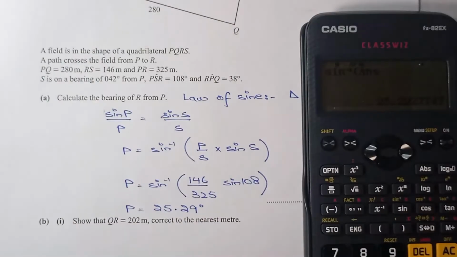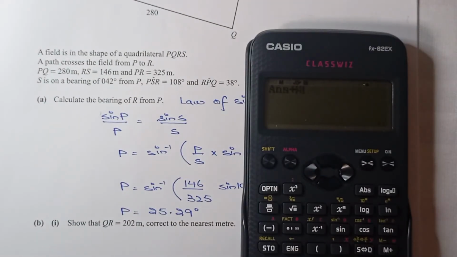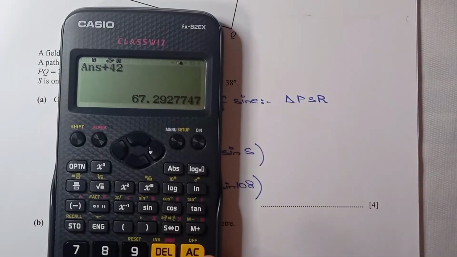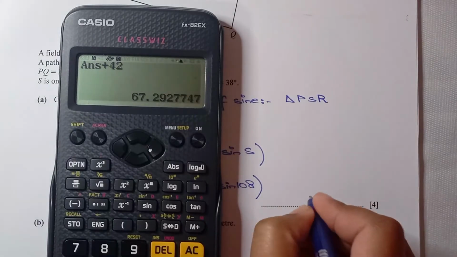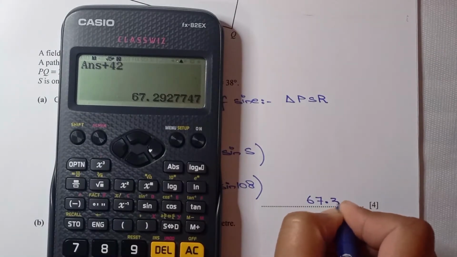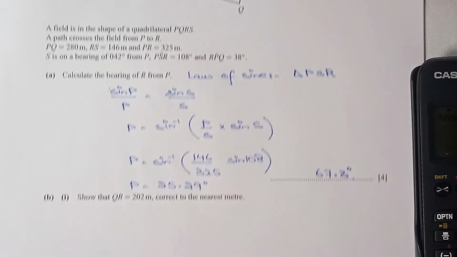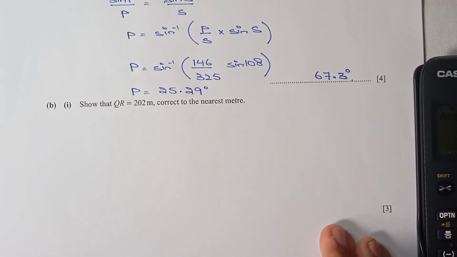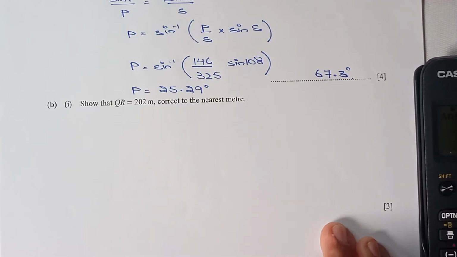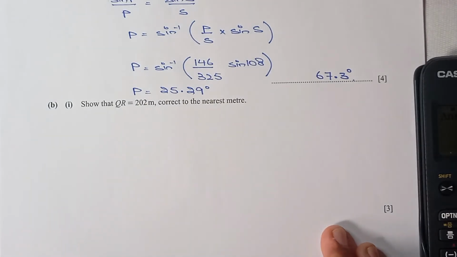So how can we find the bearing? We need to add 42 to get the bearing, that is 67.3 degrees, correct to one decimal place. Okay, now for the B part, in the first, show that QR is 202 meters, correct to the nearest meter.